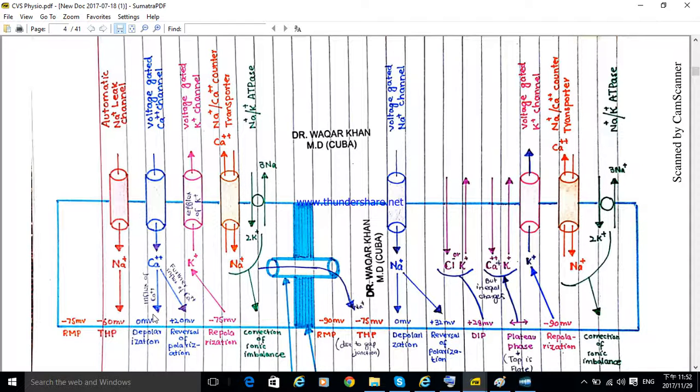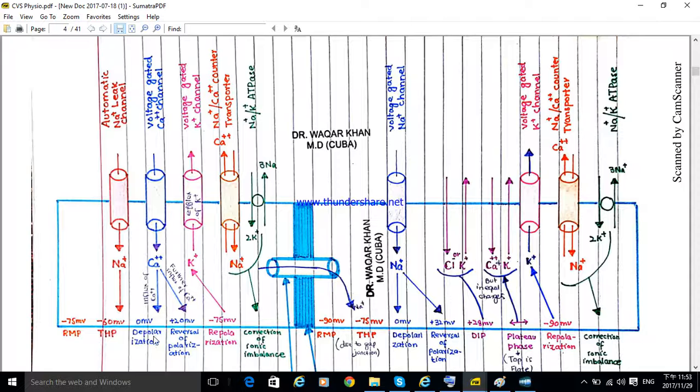It will be 0 mV and it will be called depolarization, meaning there is no charge, no polarization at this point. So when there is depolarization at 0 mV, the calcium will not stop coming inside, because this is not its ending point. It will come inside the cell more and more until it makes the charge plus 20 mV.